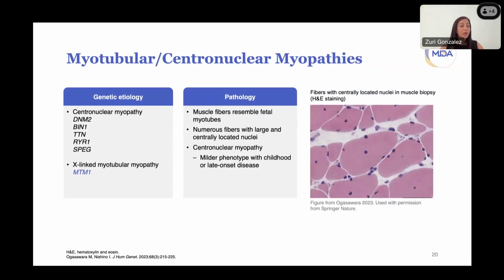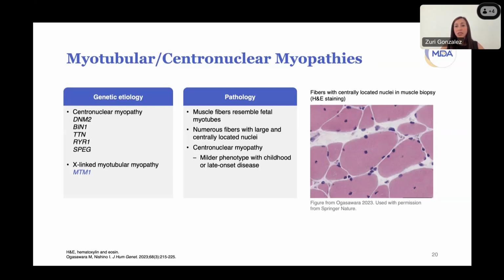The third group of myopathies are going to be the centronuclear myopathies. We can divide these into the centronuclear and X-linked myotubular myopathy. For the X-linked form, mainly it is going to be due to mutations in the MTM1 gene, and for the centronuclear myopathy, dynamin 2. Now, the name myotubular was initially given because on the muscle biopsy, it was seen that the muscle fibrils resemble fetal myotubes.